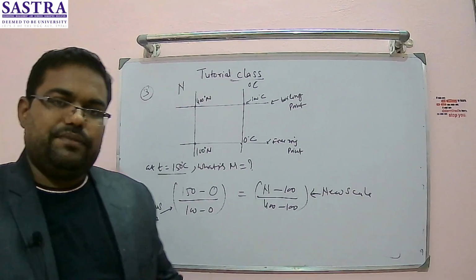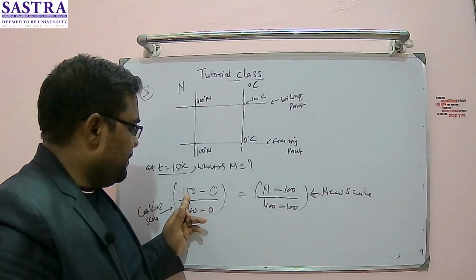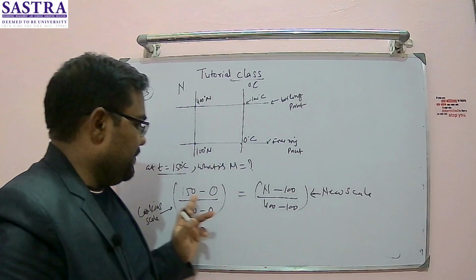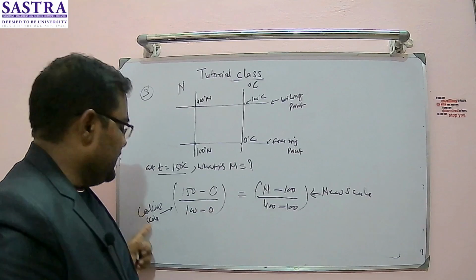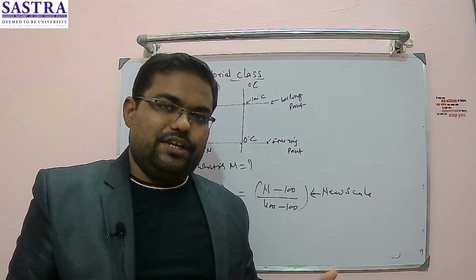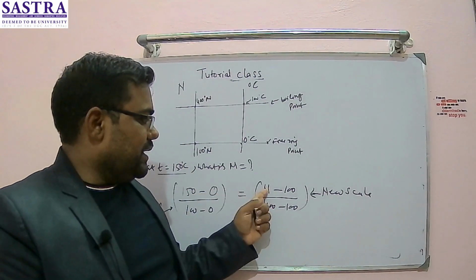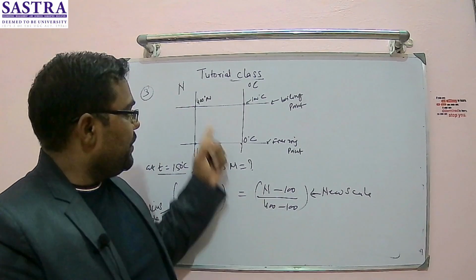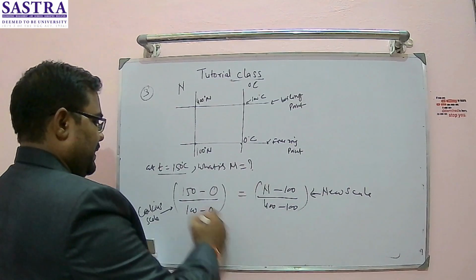So I know at 150 degrees Celsius I need to find out the temperature on the new scale. So 150 minus freezing point, I say the freezing point is my first reference point, so 150 minus 0 divided by boiling minus 0. This I have written for the Celsius scale. This is for the new scale. On the new scale, let's suppose capital N is the value of temperature corresponding to 150 degrees Celsius. So N minus 100. Why 100? This freezing point is 100 here. Then boiling point is 400 minus 100. So just solve this and get the value done.